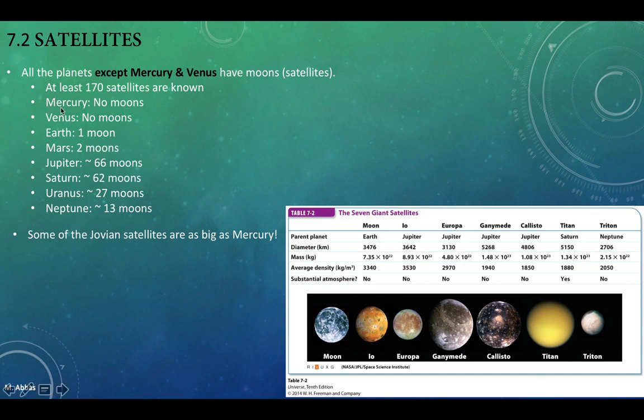This list of planets from Mercury to Neptune is in order. For Mercury, we see no moons. Venus has no moons. Earth has one moon, maybe more moons, you never know. Mars has 2, Jupiter 66, Saturn more than 62, in the 70s, Uranus and Neptune.